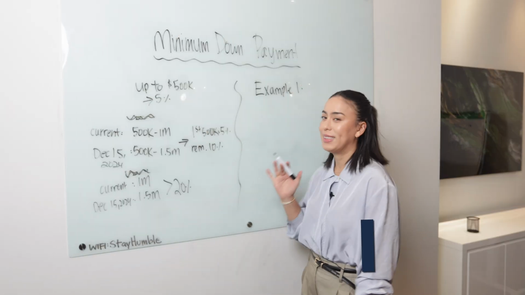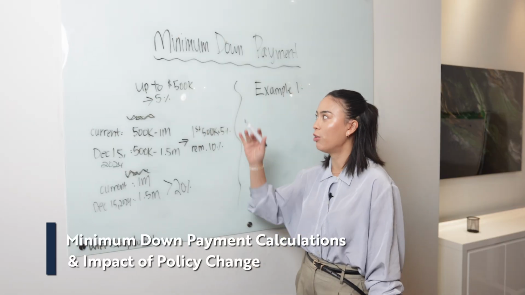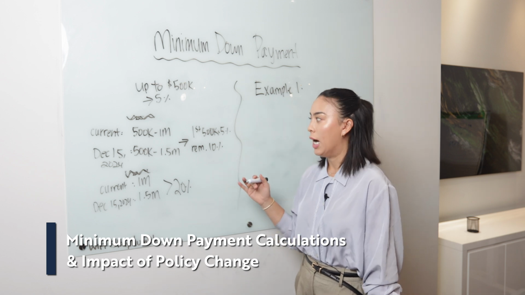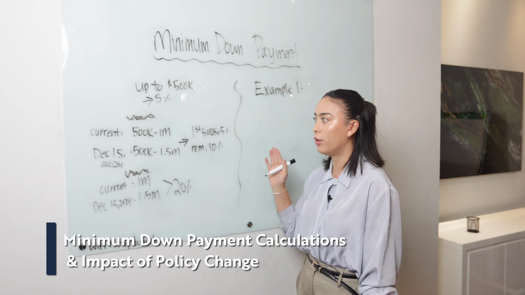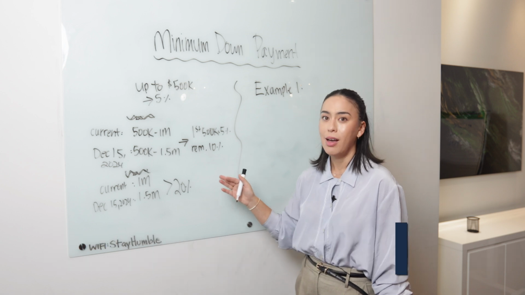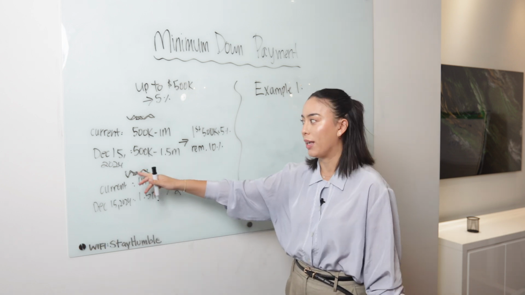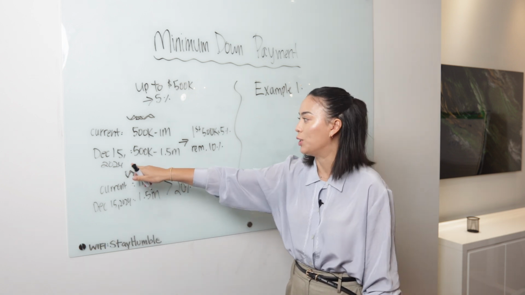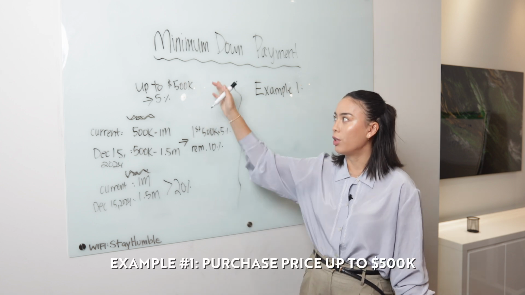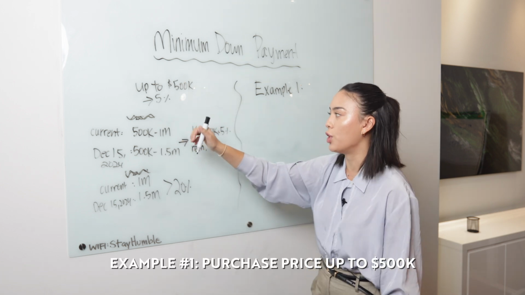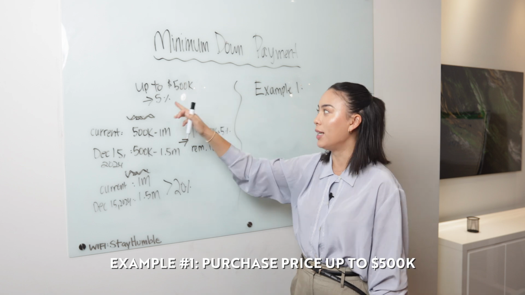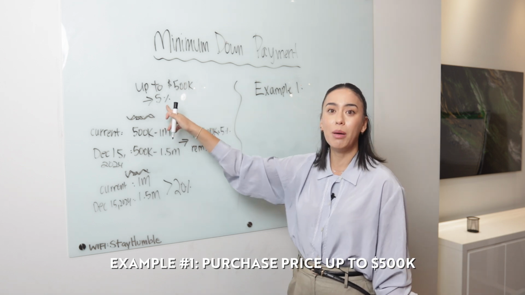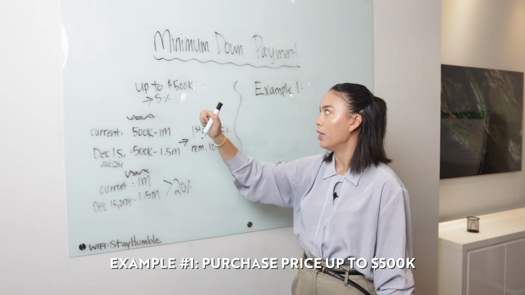So getting into an example on minimum down payments, I'm going to run through a couple different ones so that you can see how each bracket is calculated, but so that you can also see the impact of these changes that the government is making as of December 15th, 2024. So let's start off with the lowest tier, which hasn't changed. Any purchase price up to $500,000 is going to require a minimum of 5% down payment.